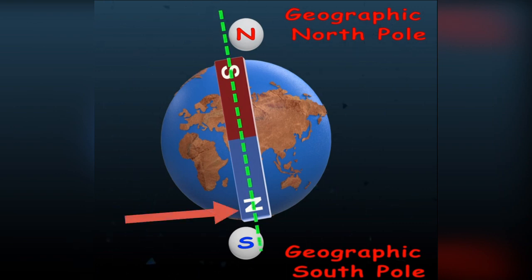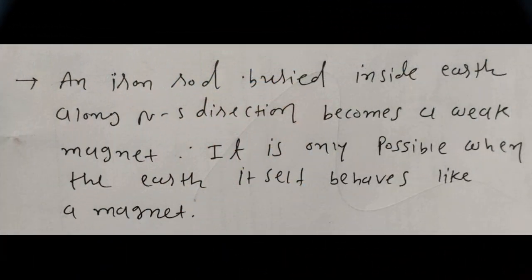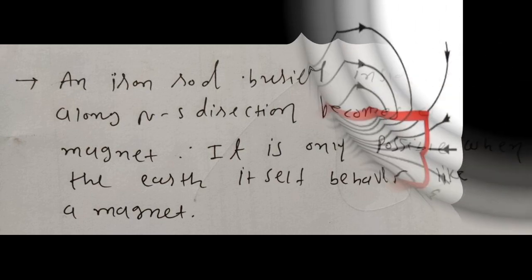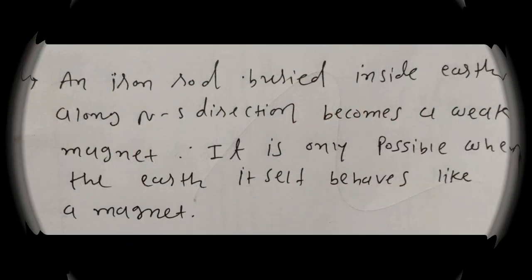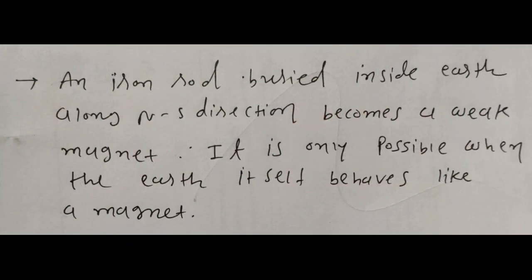The second point is that an iron rod buried inside the Earth along the north-south direction becomes a magnet. If an iron rod is buried a few meters inside the Earth, keeping it along the north-south direction, after some days, it is found that the rod becomes a weak magnet. It is possible only if Earth itself behaves like a magnet.